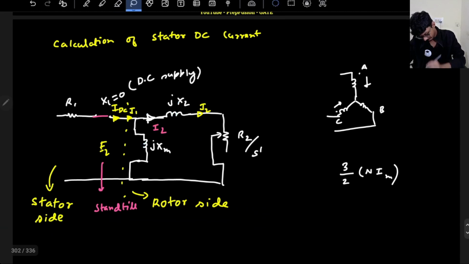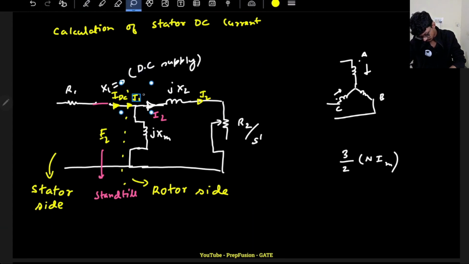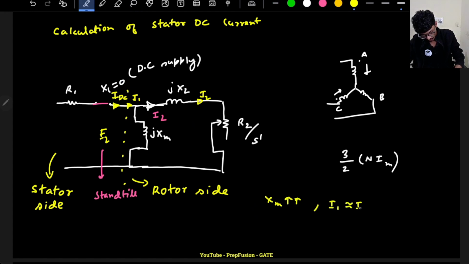So what I can say is, roughly, if I ignore Jxm to be very high, then I can say I1 will be roughly equal to I2, which are AC currents. But actually in the stator side, I am not supplying any AC, I am supplying DC only, right?